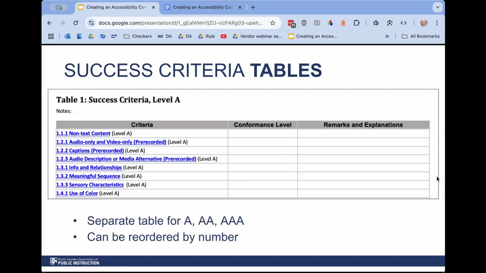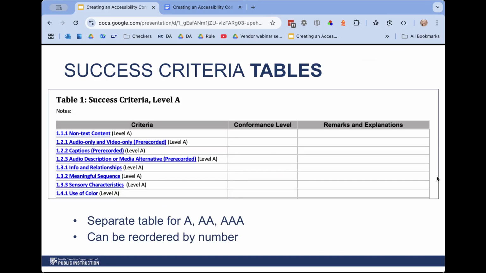Okay, so this is just a screenshot of the success criteria tables. The way they're structured in the VPAT as it stands, if you download it from ITI right now, you'll see that the WCAG VPAT has a table for A, a different table for AA standards, and then a separate table for AAA standards. So in that instance, if you're not evaluating against AAA, you could just delete that third table if that's the way you want to go about it.